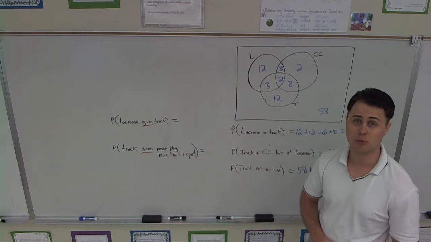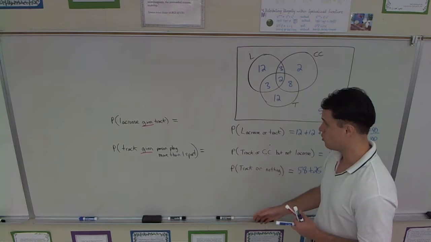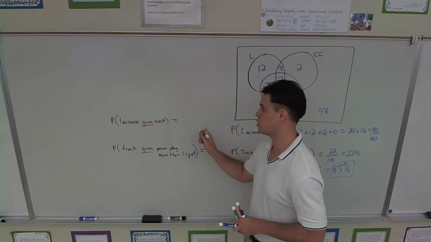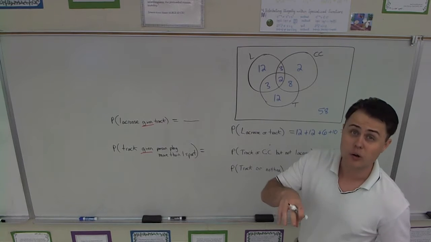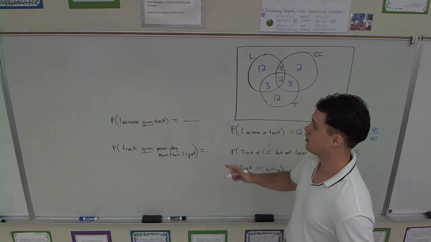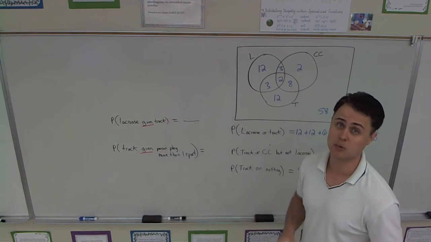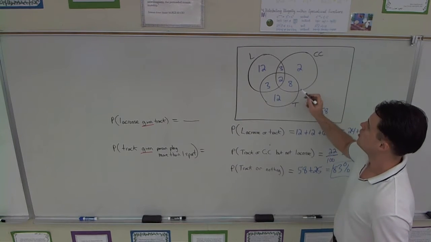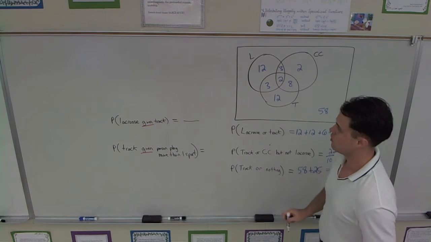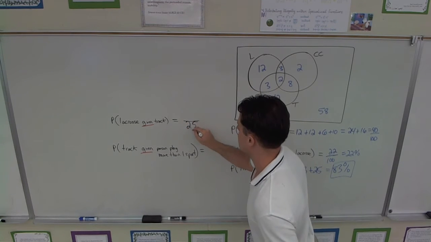So you have to be a track player in order to make this work. So in other words, that's the sample space. We've changed the sample space from 100 students and narrowed it down to just those students who play track. They have to play track before they can be considered. So how many track players were there overall in the T bubble? There were 20 plus 5 is 25.